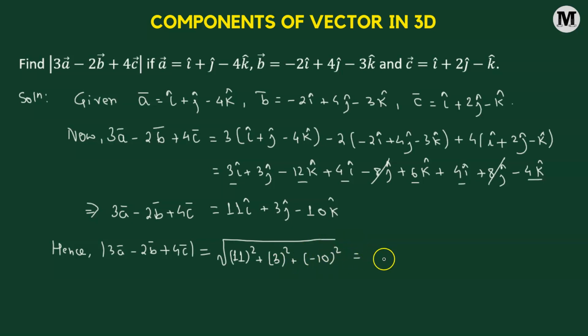Now let's compute this value. This comes out to be equal to the square root of 230. So we have obtained the value of the magnitude of the given vector 3a minus 2b vector plus 4c vector.